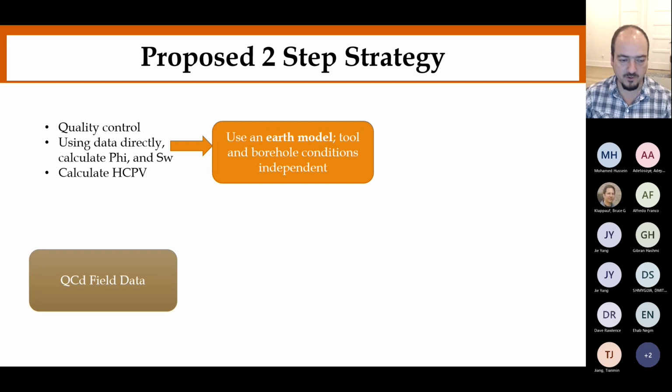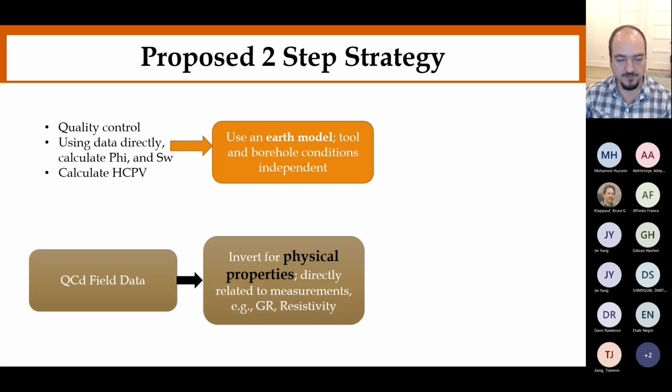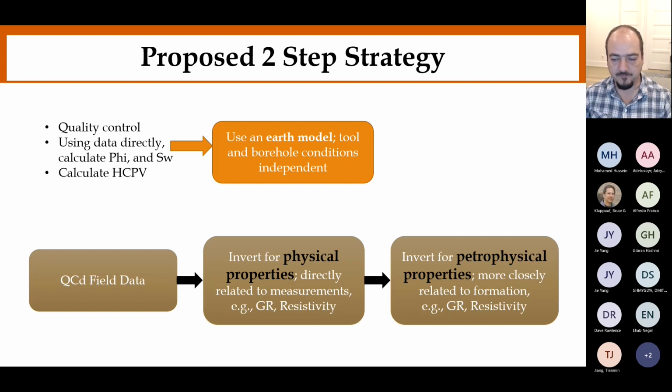So in a flowchart, we have the QC field data. Then you're going to invert for physical properties directly related to measurements. So this is what we were doing yesterday, and we're going to do a little more of that today using the Markov chain Monte Carlo algorithm, or whichever algorithm you may want to use. And then once you have physical properties, you're going to invert for petrophysical properties, which are the properties more closely related to the formation.